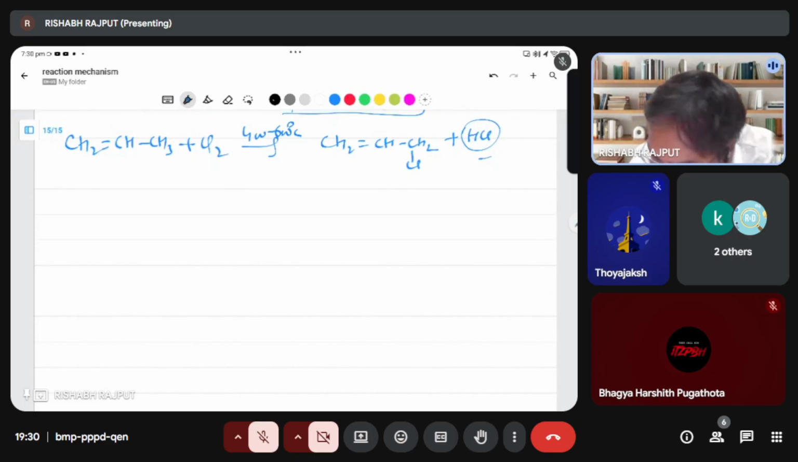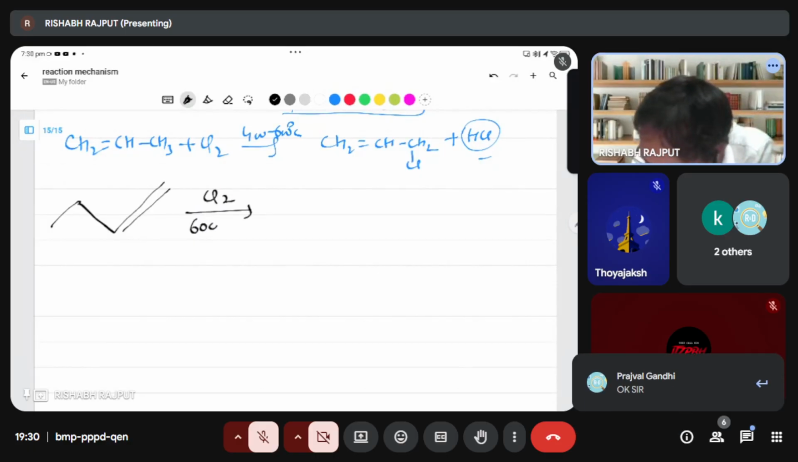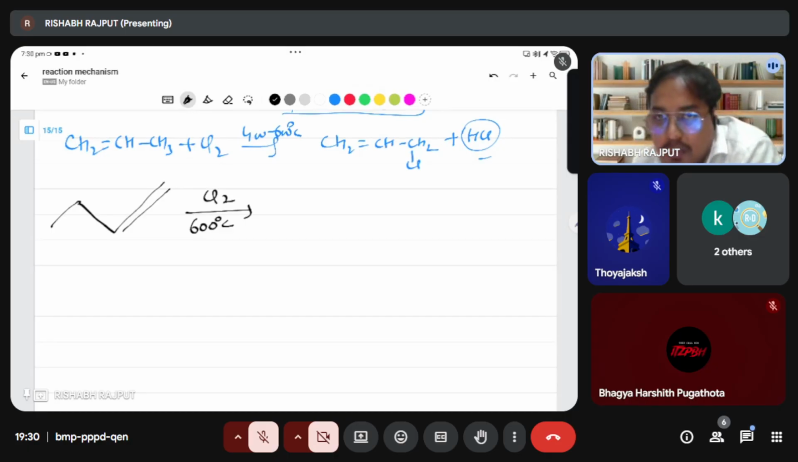Okay guys, I am writing one question here. Please try, then I will explain. What product will be possible here? How many products will be possible? This is a compound, this is chlorine, in the presence of 600 Celsius. So in this case, how many compounds can you expect? What product will form here? Just tell me, then I will tell. I will give you 1 minute. Just think.